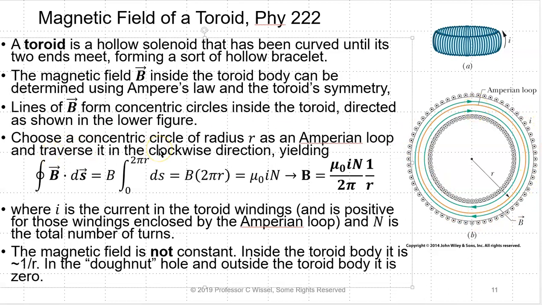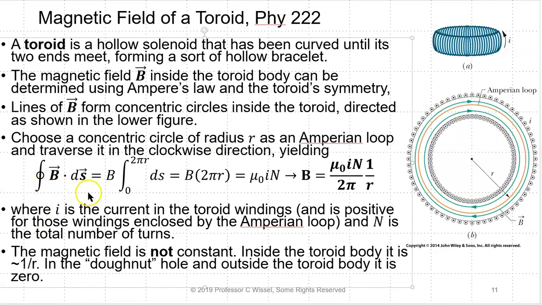Now we're going to choose a concentric circle of radius r as an Amperian loop to take advantage of the symmetry. And we're going to traverse it in the clockwise direction. Why clockwise? Because the current in these windings inside the Amperian loop is into the page. If you put your thumb of your right hand into the page, your fingers curl clockwise. So that's the direction we're going to go around this.